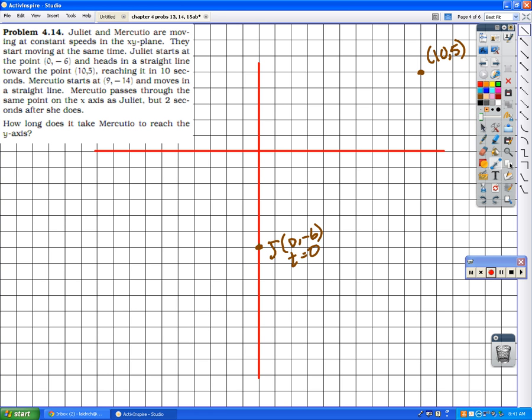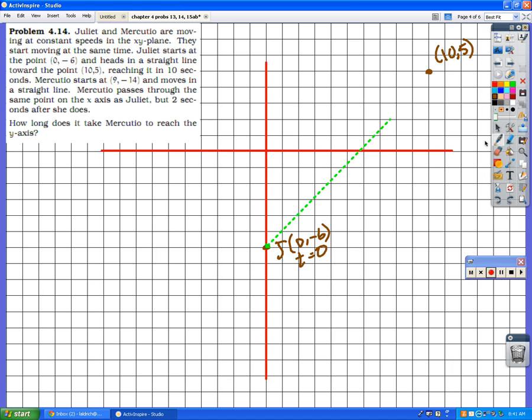And Juliet goes that way. Whoops, she's going backwards.